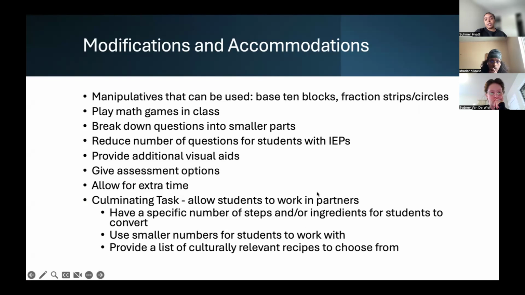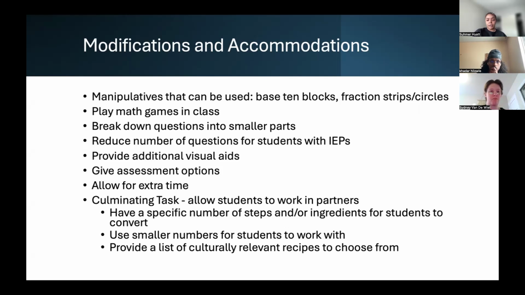I have reduced the number of questions for students who are on IEPs just because they do tend to need a little bit more time to actually solve the math in front of them. Providing additional visual aids also really helps. So even if a fraction strip or a fraction circle doesn't work, you can always show a pizza and say, how would you divide this amongst your 6 friends if there's 12 slices of pizza?